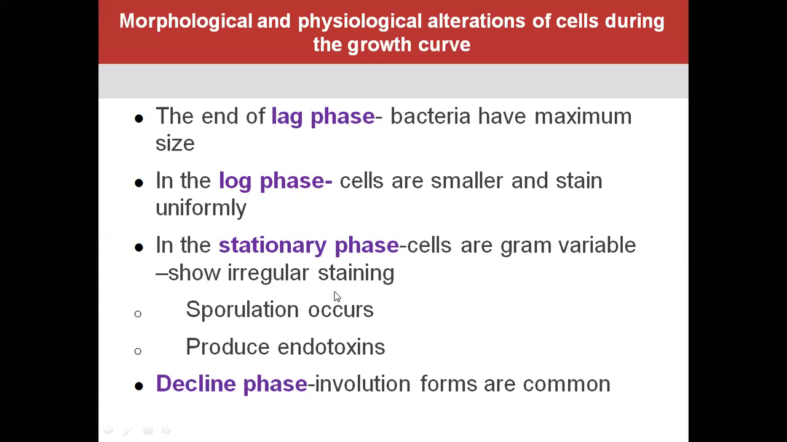In the stationary phase, the cells are gram variable, which means they show gram positive or gram negative, an irregular staining. In this stage only sporulation occurs, and in this stage only they produce endotoxins. Why does sporulation occur? Because of the exhaustion of nutrients and because of adverse conditions. In the phase of decline, involution forms are common. So what are involution forms? Swollen and aberrant forms.